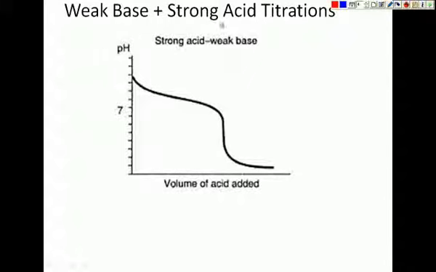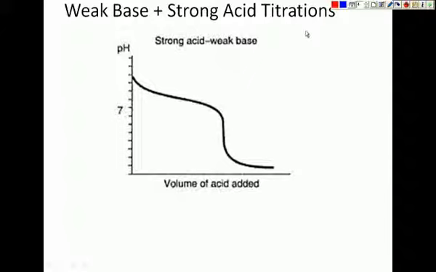And today we're going to be looking at weak base and a strong acid titration. Okay, which is a little bit different from last time, which we looked at weak acid and strong base titration. Today we're going to be doing a little bit different: weak base, strong acid. So here it is. What is a weak base strong acid titration?